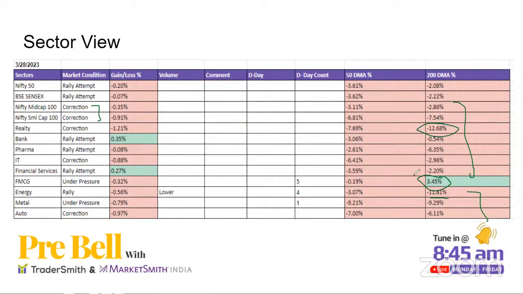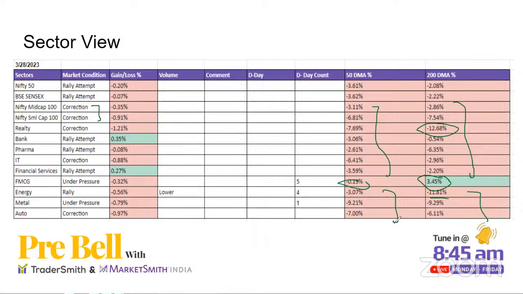And if you talk about the 50 DMA perspective, FMCG is marginally below the 50 DMA, but all other indices are pretty much down from the 50 DMA perspective as well, at least 3.5 to 4% and even 9 to 10%, which is not a good sign. Even on Nifty, we saw that there are many crossovers on the downward side, where your 21 DMA has cut down your 50 DMA or the 200 DMA from the upside, which is not a good sign.